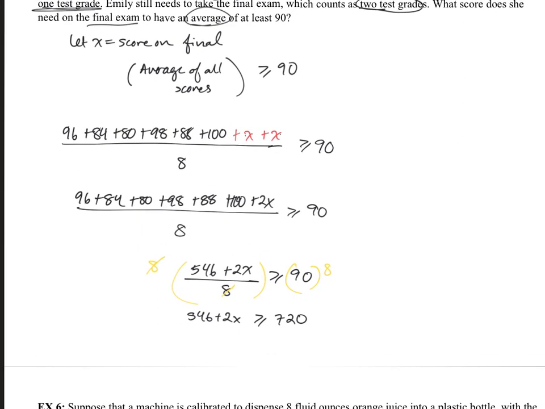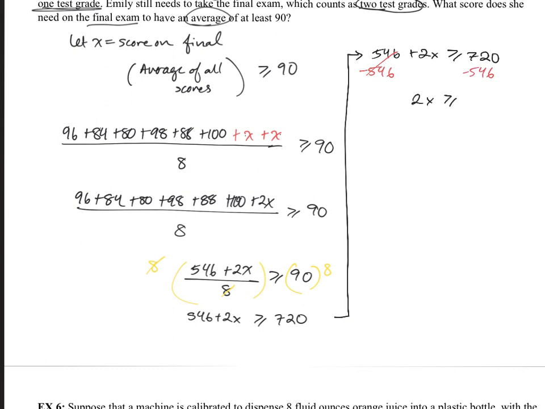Let's carry our work on up to the side. Let me just rewrite it. 546 plus 2x is greater than or equal to 720. Now subtract 546 from both sides. We get 2x is greater than or equal to 720 minus 546, which is 174. Almost there. Dividing by 2, x is greater than or equal to 87.